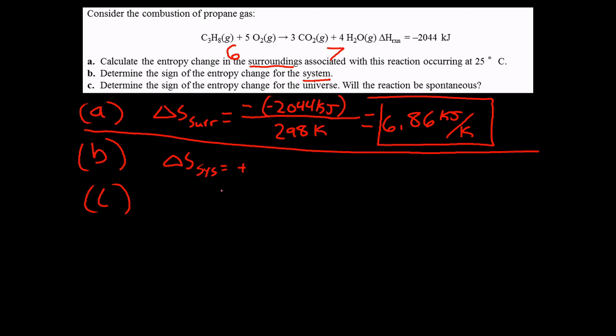So that leaves us here with C, determining the sign of the entropy change for the universe, which should be pretty straightforward, because again, we're not asked to find the actual value, we're just asked to find the sign. Given that the entropy change of the universe is just the entropy change of the system plus the entropy change of the surroundings, and given that both of these ended up being positive, we know that the entropy change of the universe must also be positive.